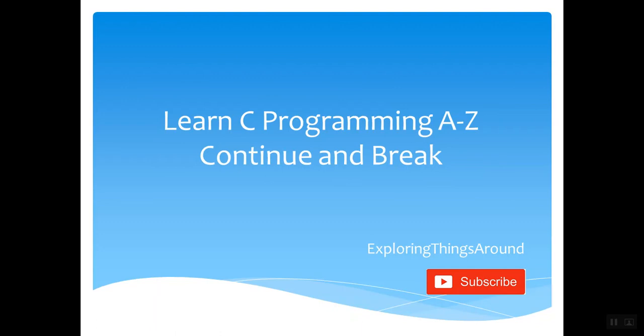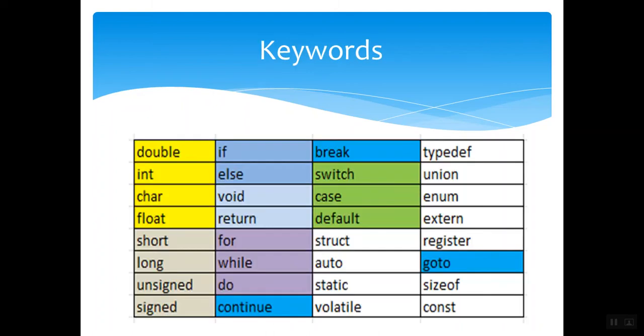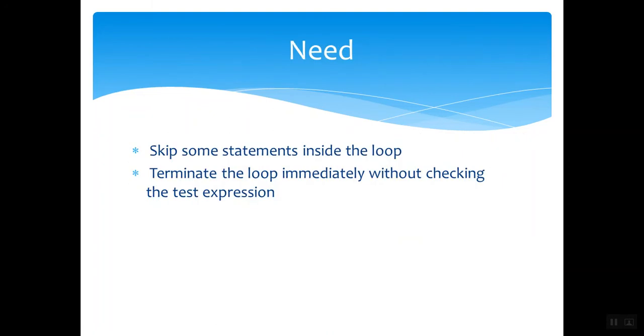Today we'll learn about two important keywords available in C, continue and break. So far we have learned about different types of statements available in C. We have learned about sequential statements, conditional statements including decision control statements or case statements, and loops available in C. We have covered a number of keywords so far. We have learned keywords related to data type declaration, conditional statements, functions and many more. And today we will cover the continue and break keywords also.